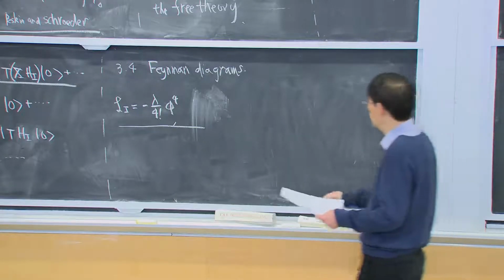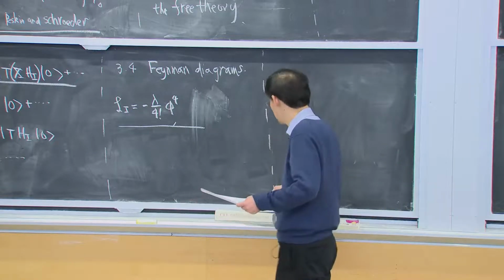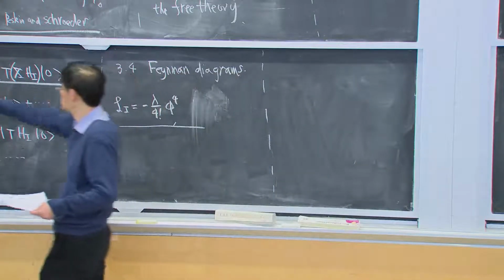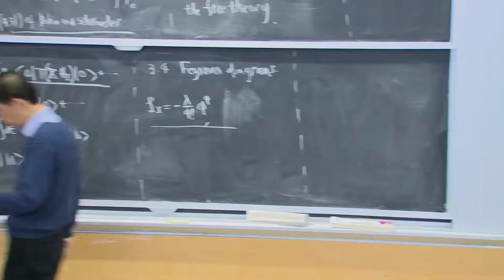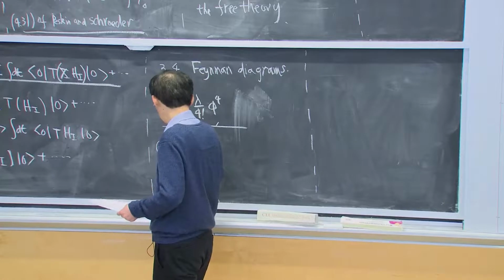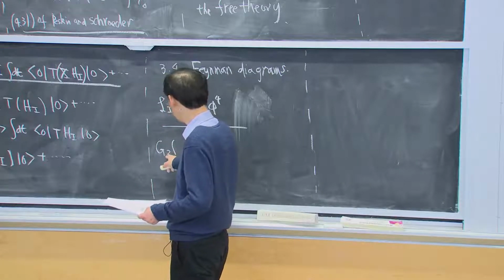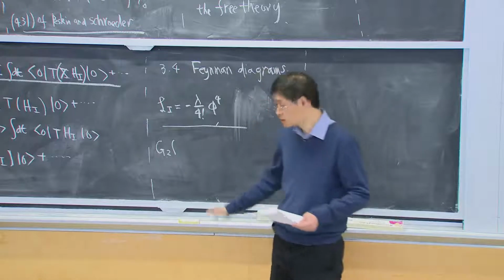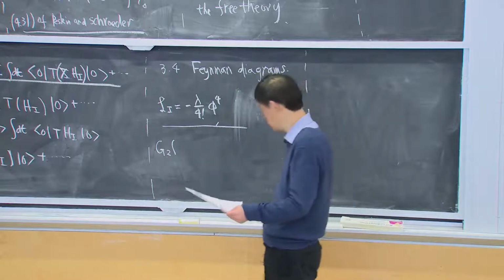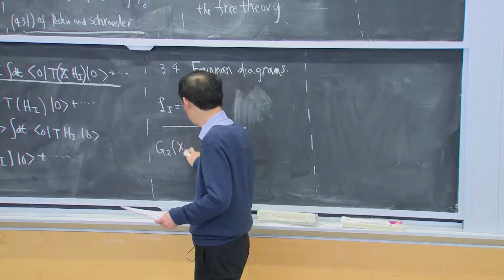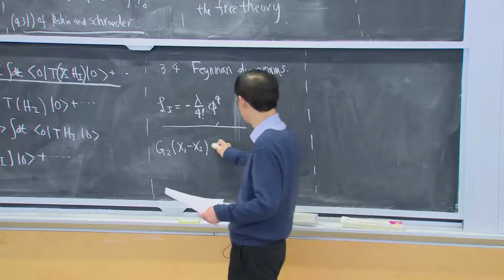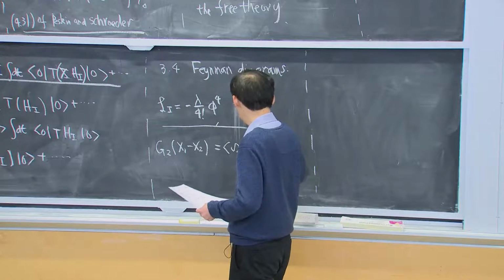And to be specific, let's consider the simplest correlation function, the 2-point function, G_2. The 2-point function is also the Feynman function, but now this is the Feynman function in the interacting theory. So imagine we have two coordinates, and then it's equal to this. Let's consider this.